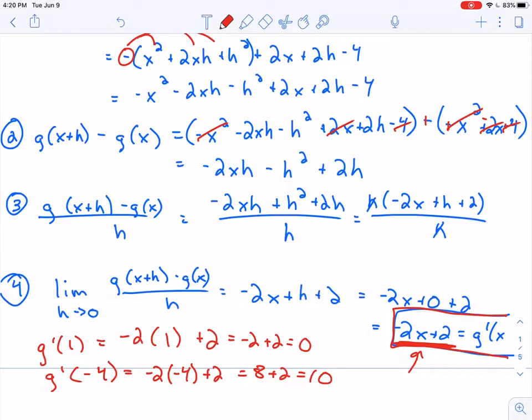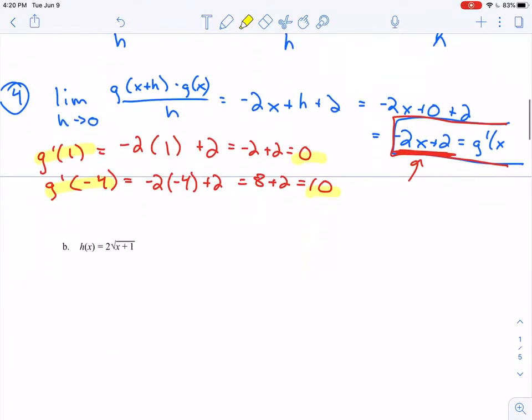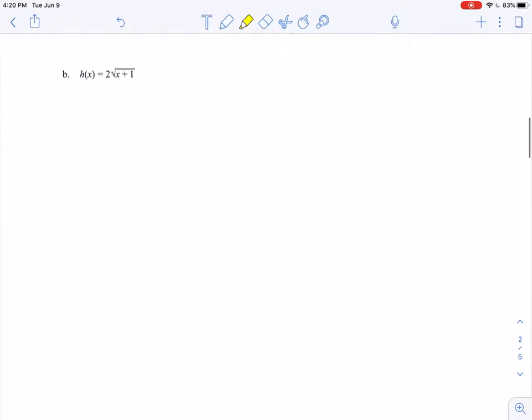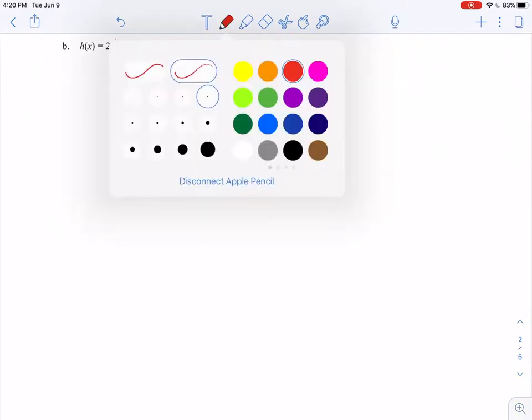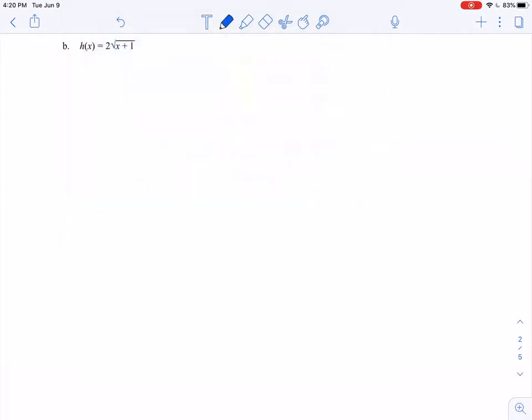So just be aware that our answers will look like functions of x rather than numerical values. But when you take a number and plug it into that derivative, that's when we end up with a numerical value. I want to look at one more here because finding the derivative is not always so straightforward. There are some examples that get a little bit tricky. So here I would like to look at h of x equals 2 square root of x plus 1.